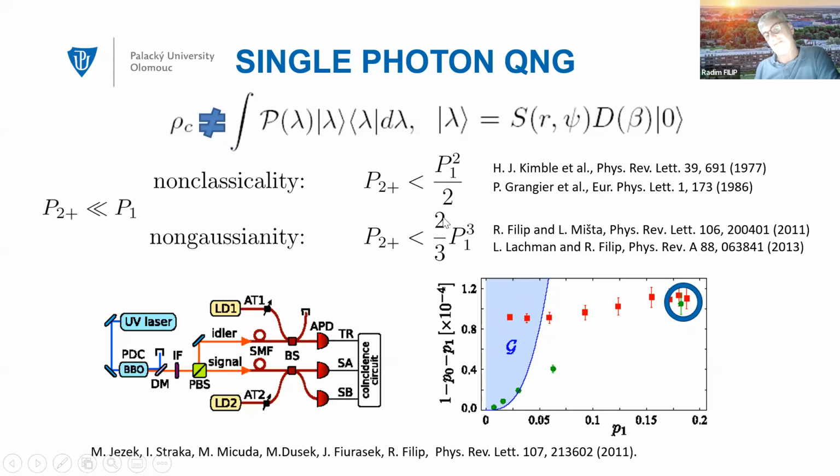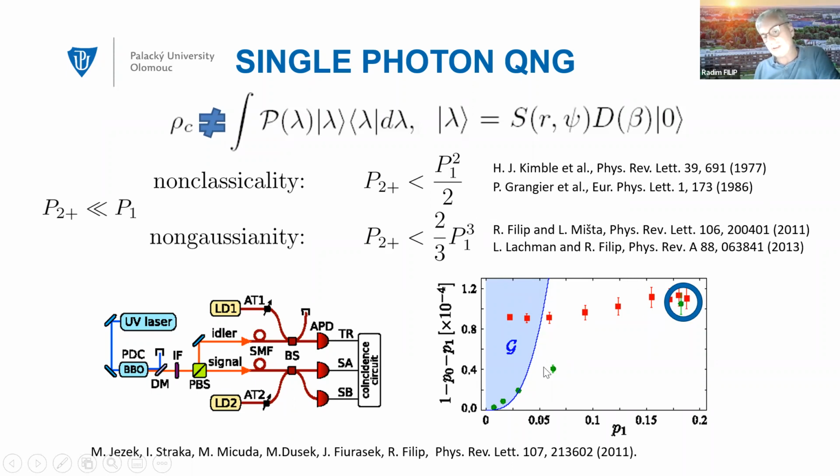There is a different prefactor, but the main difference is actually in the power of the single photon probability. That changes from the power 2 to the power 3. And that makes this quantum non-Gaussianity in principle sensitive to the loss, but the advantage of this criterion is that it can be very tolerant.